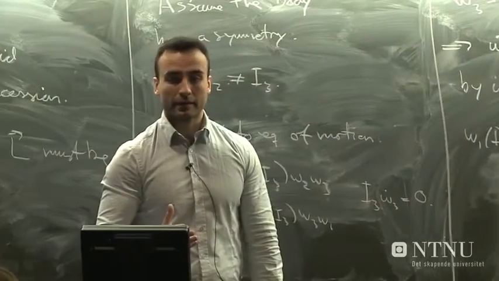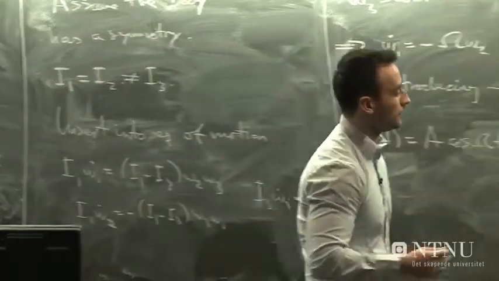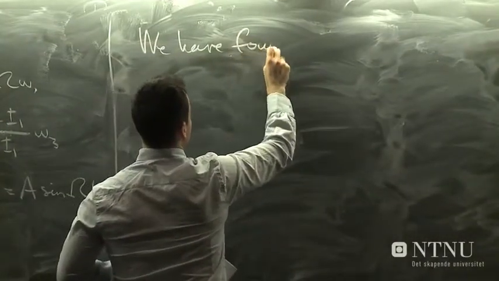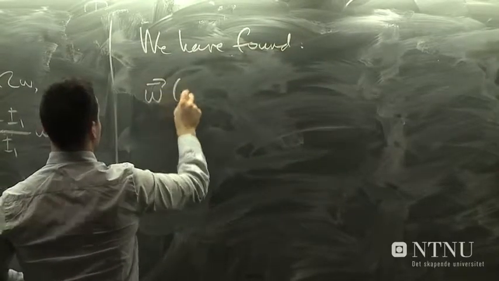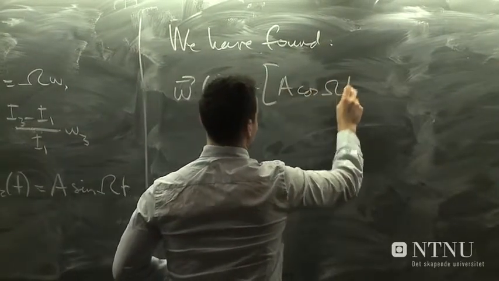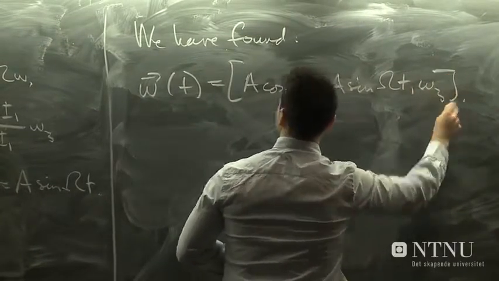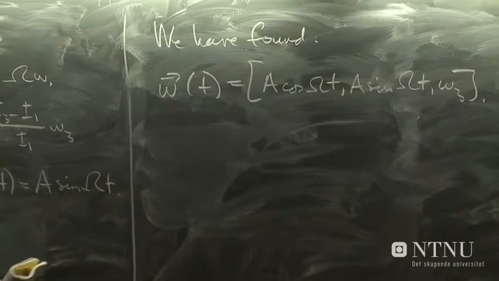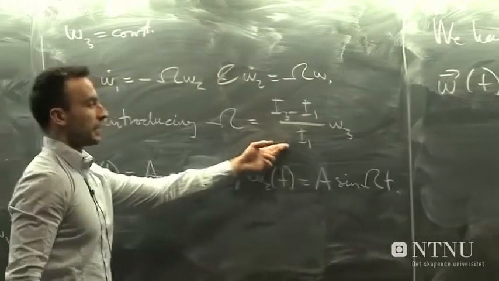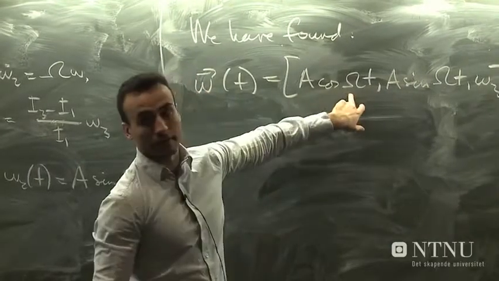So we've basically achieved our aim. We have identified omega as a function of t, where omega 3 is a constant. And this frequency is determined by the main moments of inertia and omega 3. You see that these are frequencies because they have dimension 1 over time.